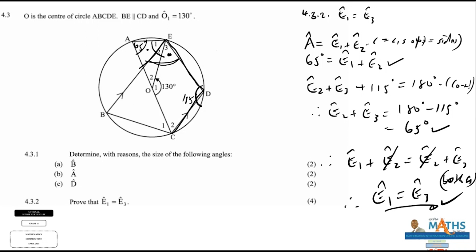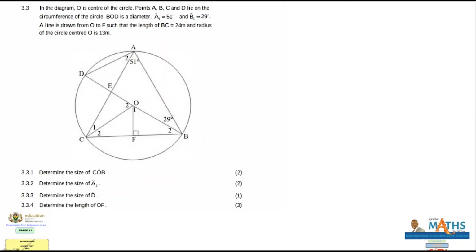Now, let us look at the last example so that I can make sure that you have understood this principle. In the diagram, O is the center. Look for the radius. There is the radius OC and OB. It means this angle is equal to this angle. We look for the angle at the center. The angle at the center will be twice the angle at the circumference.